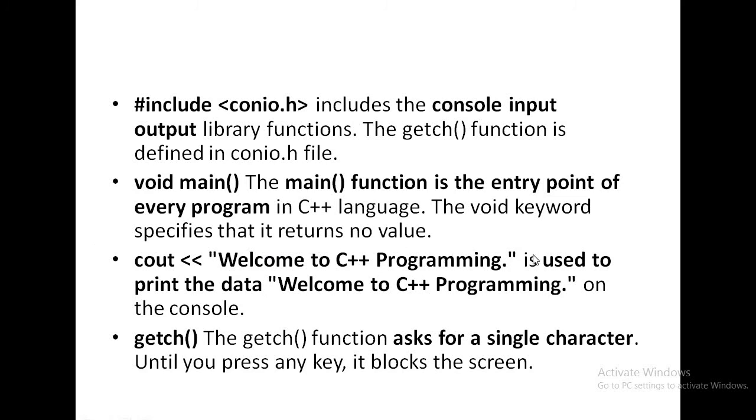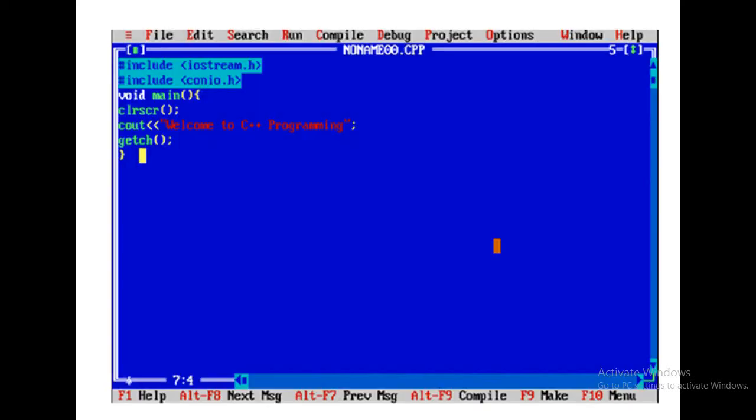Then what is the meaning of cout? "Welcome to C++ programming" is generally used to print the data on the console. So whenever you want to print, you use cout. And what is getch? The getch function asks for a single character. Until you press any key, it blocks the screen. So in this way you can write the program in the Turbo C++ screen.